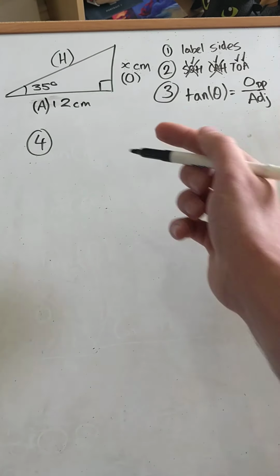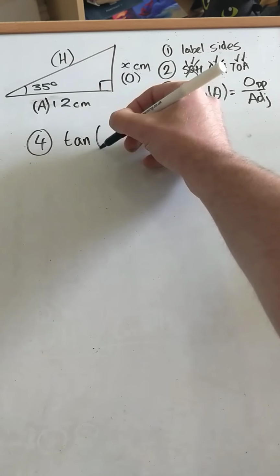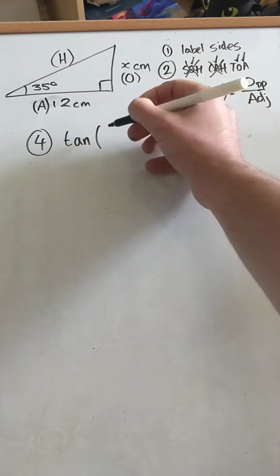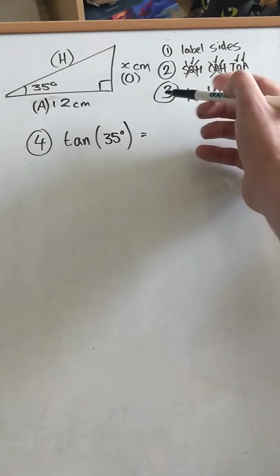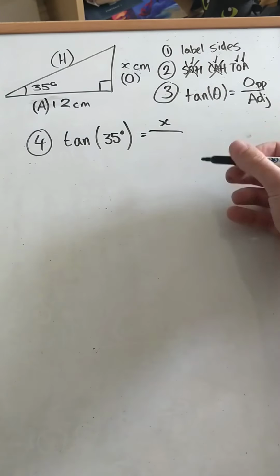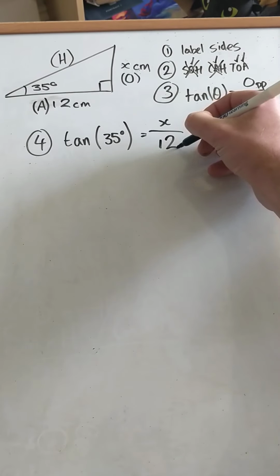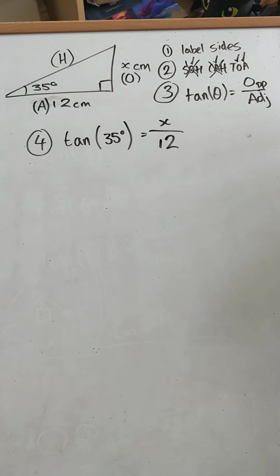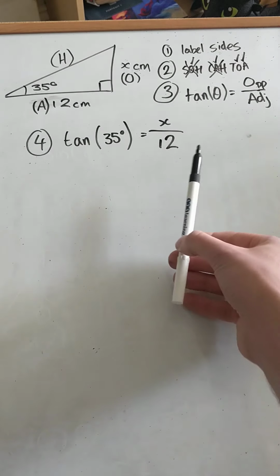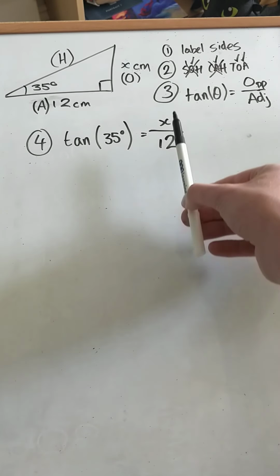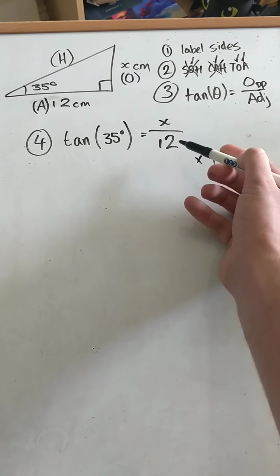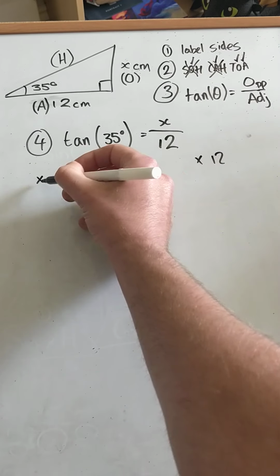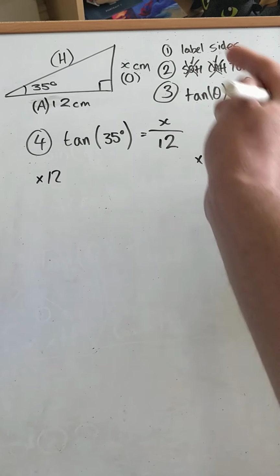So step number 4, my angle here is 35 degrees. So tan 35 equals my opposite, which I don't know, x, over the adjacent, which is 12. Okay, and we have a little sum that looks like this. Now, to find x, I need to multiply both sides by 12 to get whatever is up the top. If I multiply this side by 12, that takes the fraction from the bottom, so I need to times this side by 12 as well. Whatever I do to that side, I have to do to this side.